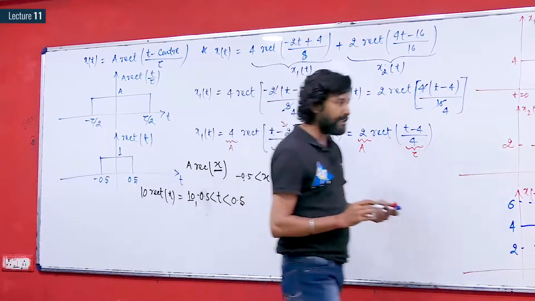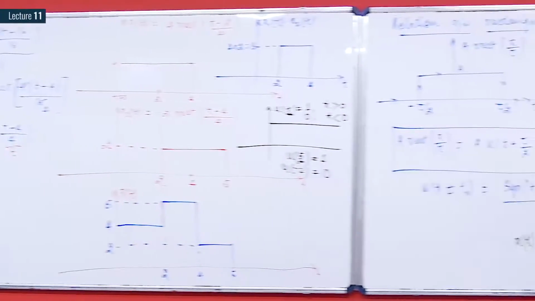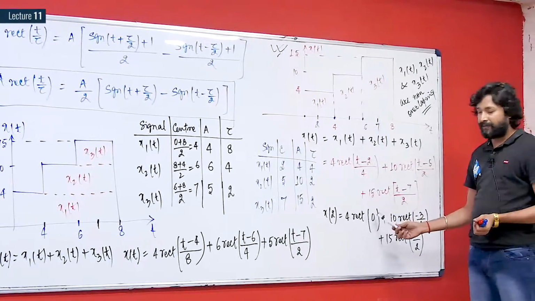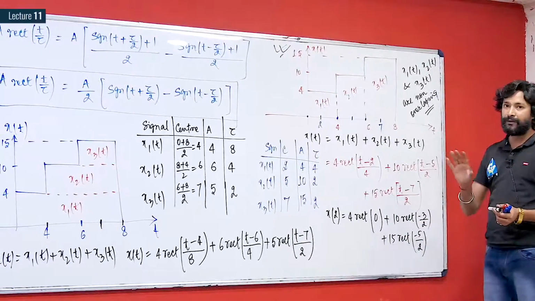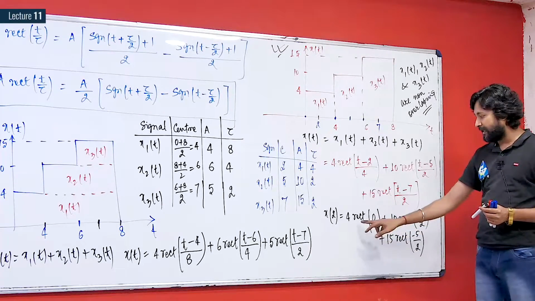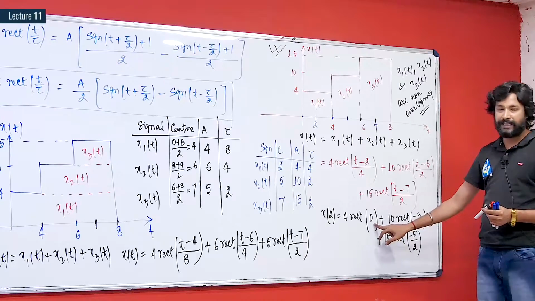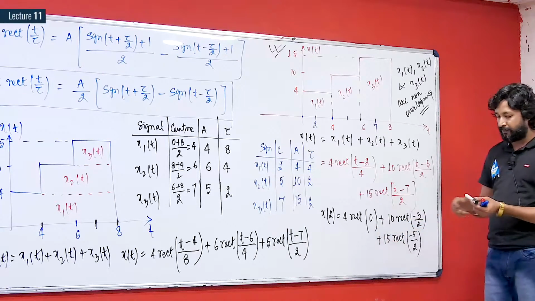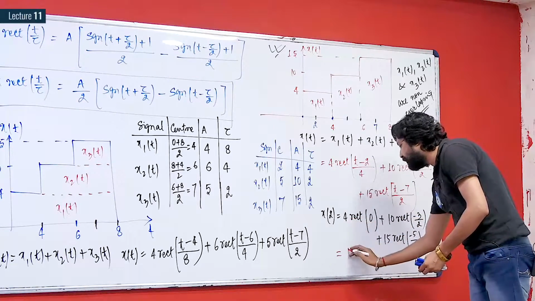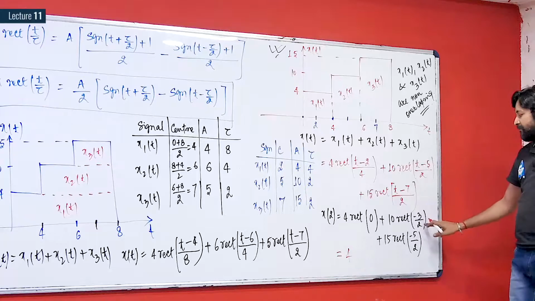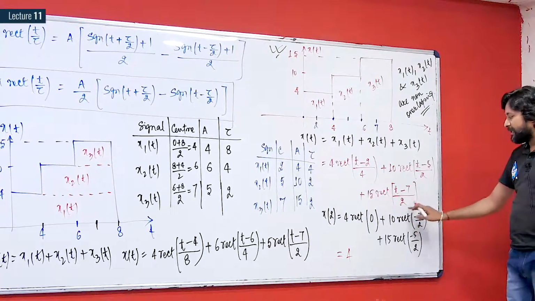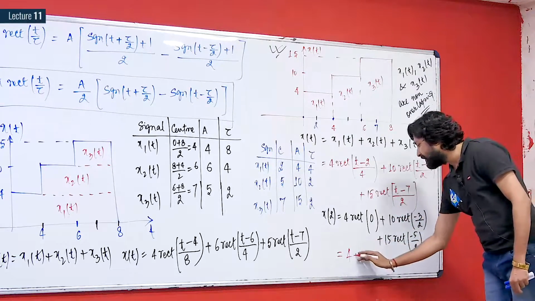Now we are going to apply this concept to check whether the value we are obtaining is correct or not. If the value in between the bracket of the rectangle is in between minus 0.5 and plus 0.5, then this value will be 1. Here the value is lying in between minus 0.5 and plus 0.5, so the value of 4 rectangle of 0 will be 1 into 4, that is 4. Again here it is minus 1.5, which is outside the interval. Therefore this value will be 0, so 10 into 0 will give you 0.